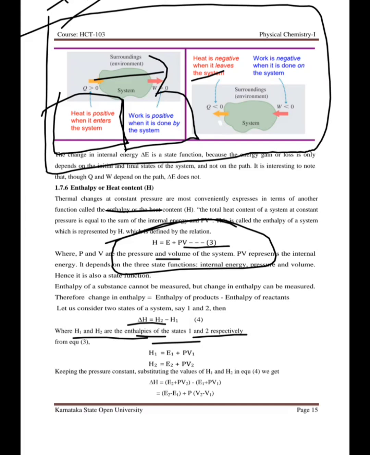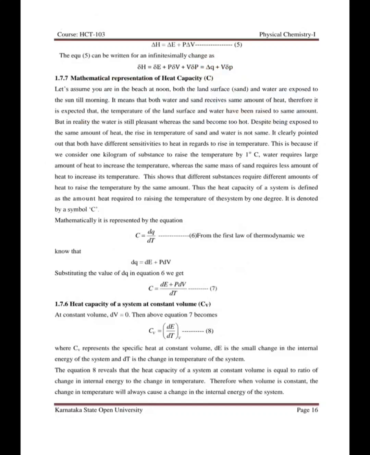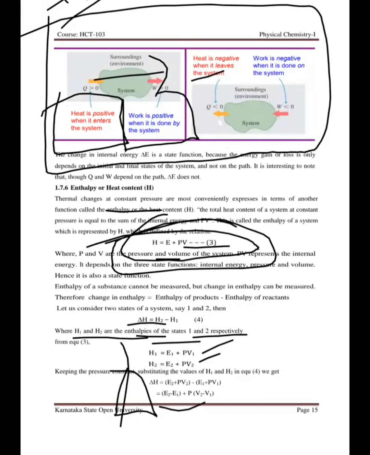If you calculate further, H1 is the same as in equation 3: H1 is equal to E1 plus PV1, and H2 is equal to E2 plus PV2 of system 2. If you want to calculate delta H, you subtract. The final equation is delta H is equal to delta E plus P delta V plus V delta P, which is equal to delta Q plus V delta P. If you substitute this, you will get the equation.